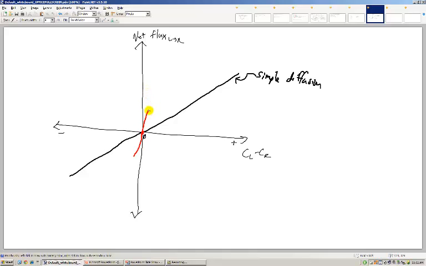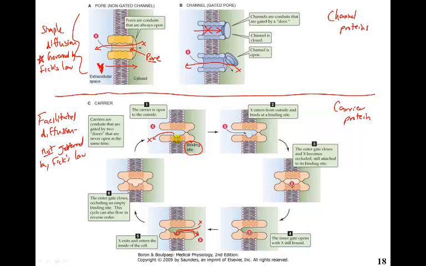But as the concentrations get higher and higher, you find that this curve for facilitated diffusion actually levels off, and eventually the flux no longer increases. You still get positive flux for positive concentration difference, negative flux for negative concentration difference, but you don't get the increase anymore. After a certain point, as concentration goes higher and higher, flux levels off. This is what we call saturation. You're filling up all the binding sites.